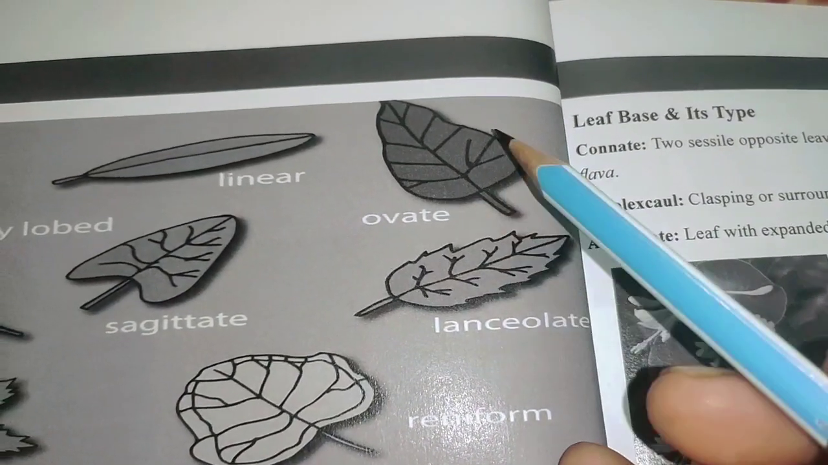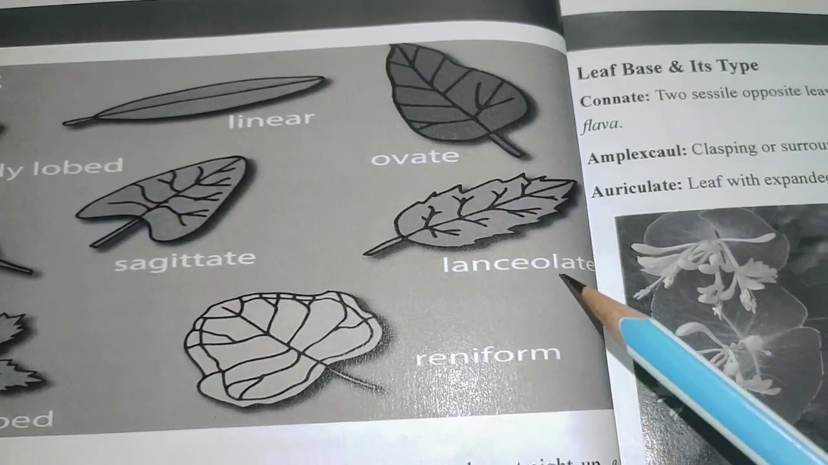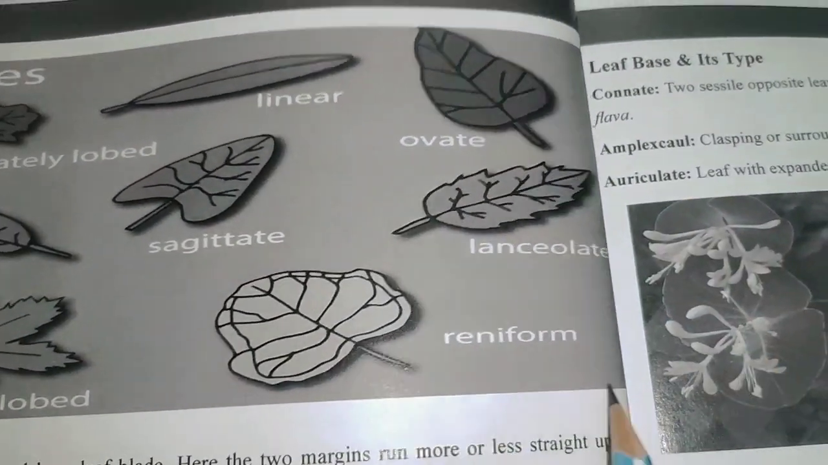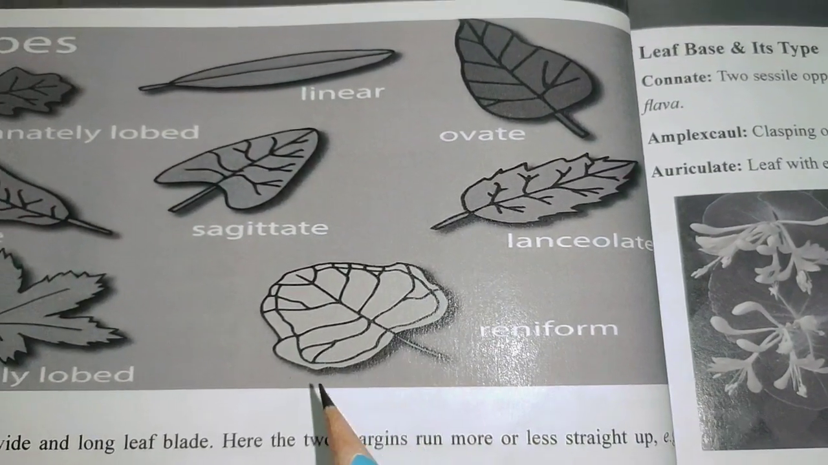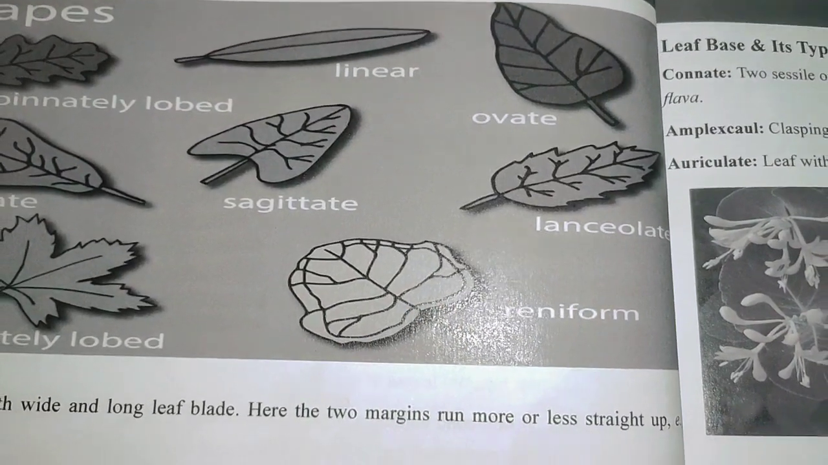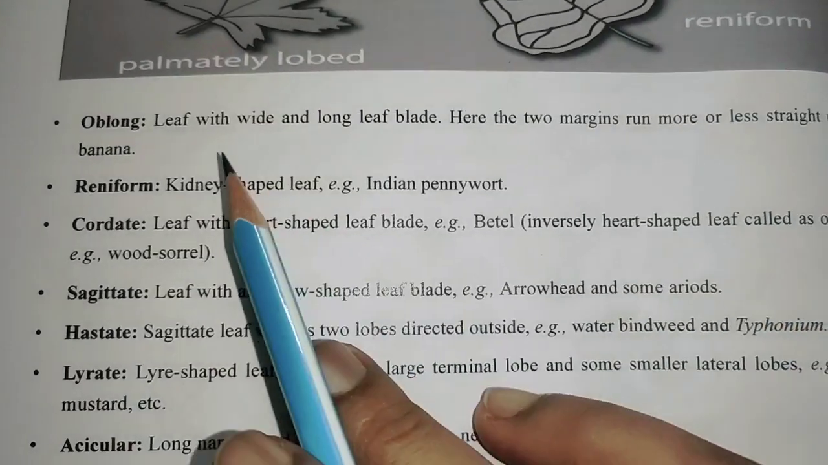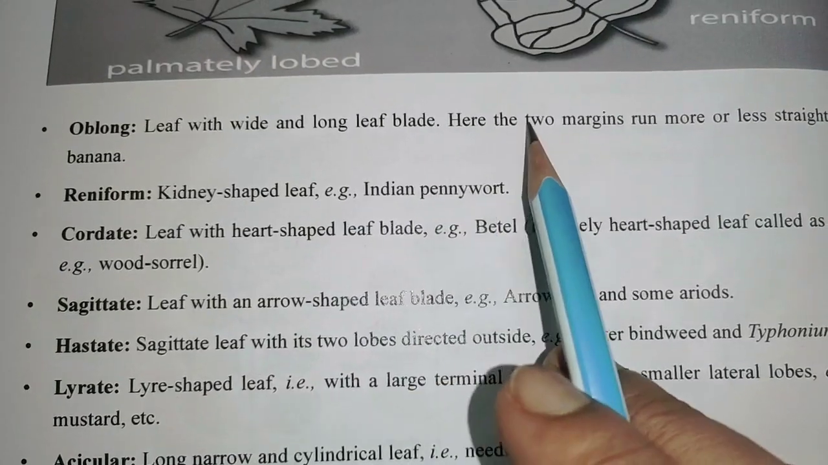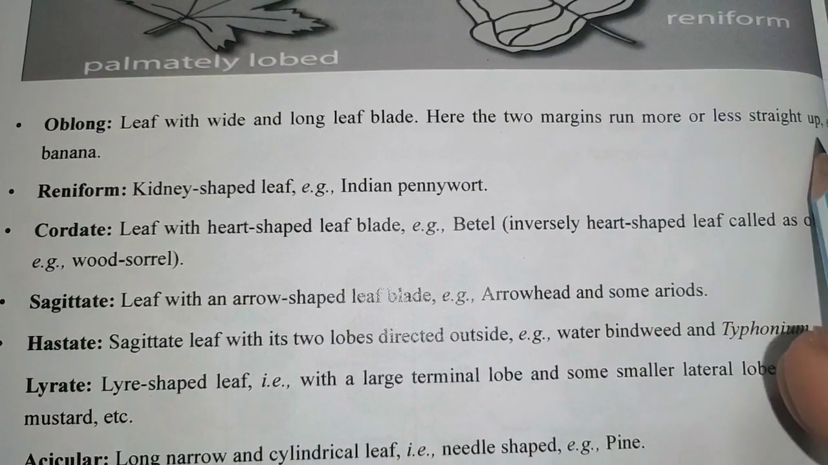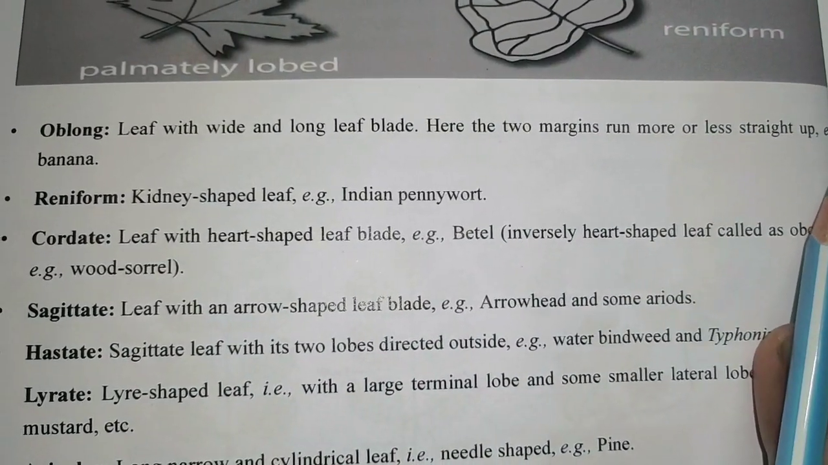Ovate, base broader, with a pointed apex. Lanceolate, lens shaped. Reniform, kidney shaped or bean shaped. Oblong, a leaf with a wide and long leaf blade, where the two margins run more or less straight up, for example, banana.